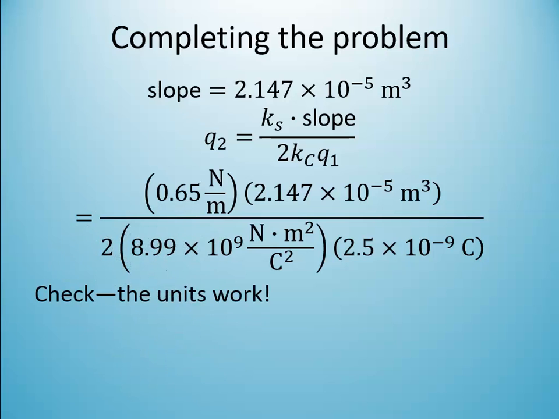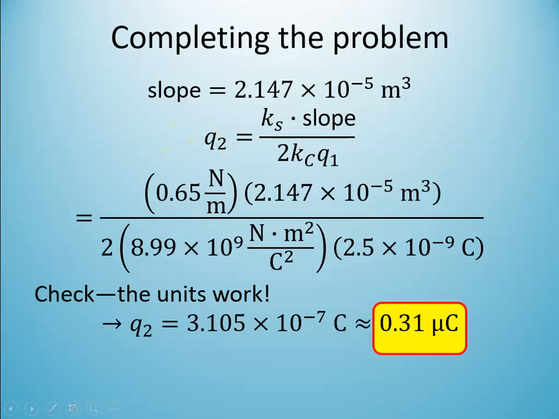And evaluating this, by the way, making a quick check that the units work, we have newtons canceling, we have meters in the denominator, meters squared in the denominator canceling out these meters cubed, and we get 1 over coulombs per coulomb squared. That just cancels out to give coulombs. So the charge ends up having units of coulombs, as it should, and when you plug in the numbers, you get 3.1 times 10 to the minus 7 coulombs. That is about 311 nanocoulombs, or 0.31 microcoulombs. So that is how you can solve for an unknown quantity using linearization techniques.